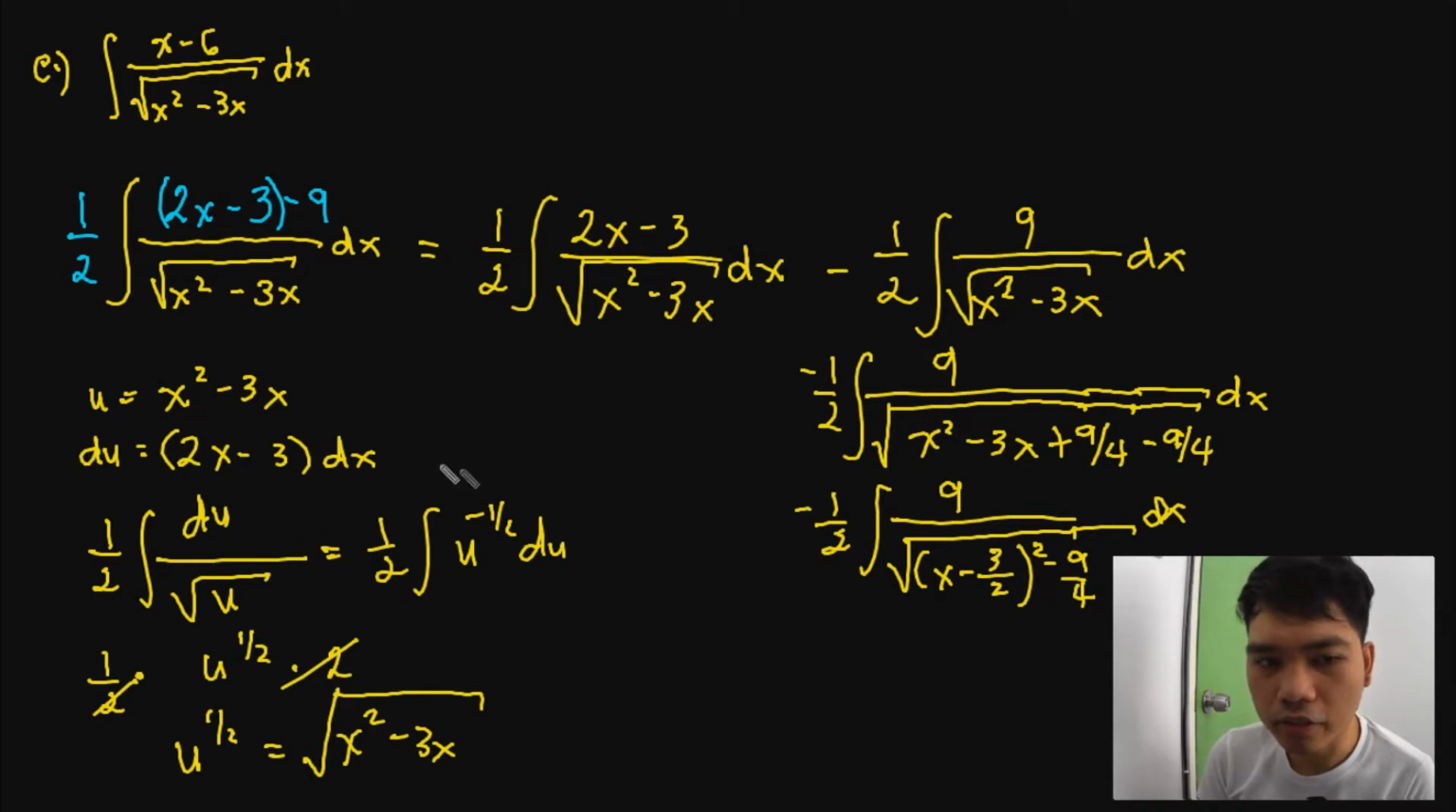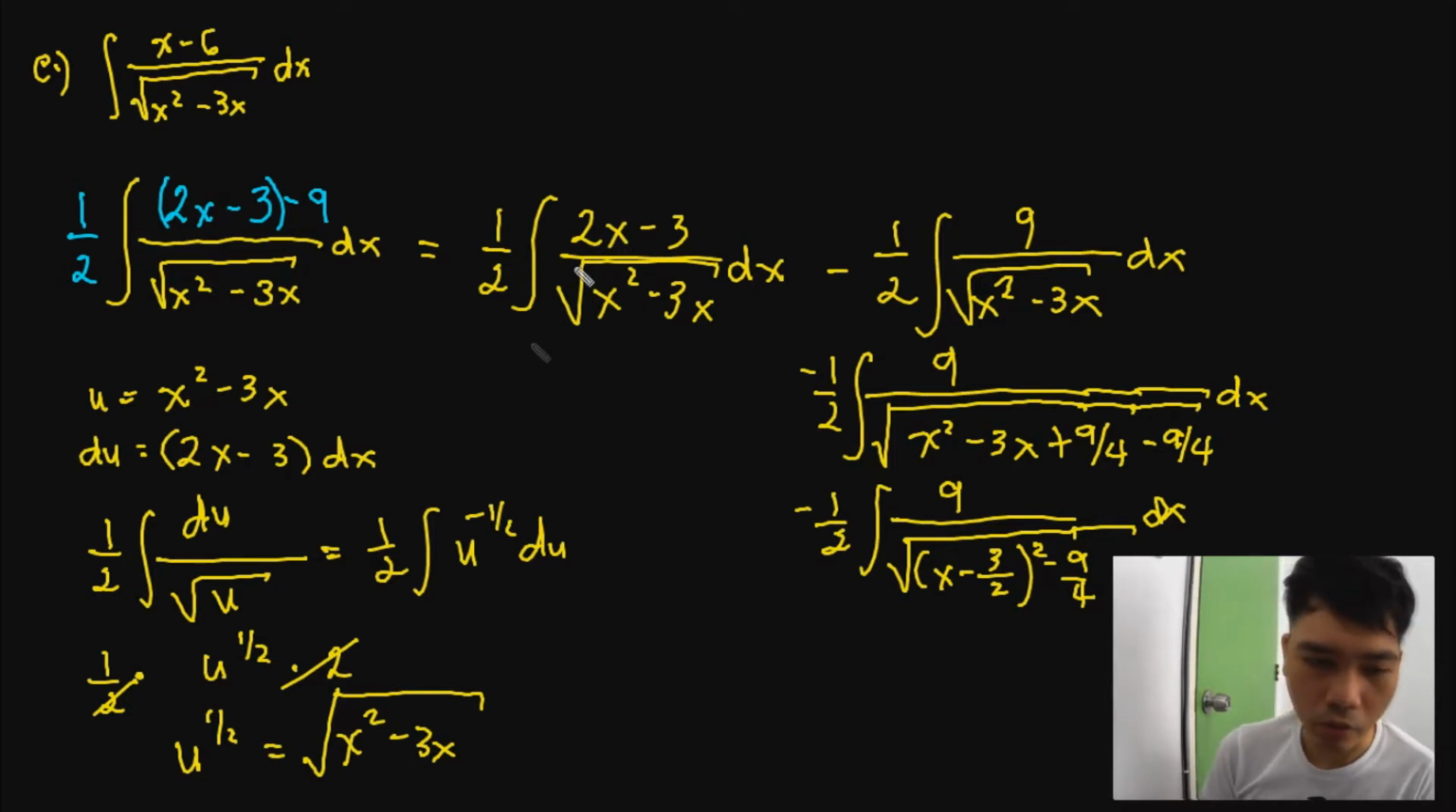And you can check this right away, no? Ito sa ating expression, 'di ba? If we try to differentiate this square root of x squared minus 3x, 'di ba, magiging 1 half siya, and then multiply this by x squared minus 3x raised to negative 1 half, which becomes this denominator, and then multiply this with the derivative of the inside function, which is 2x minus 3. So, it makes sense na ito yung sagot niya. But how about the last term? Ito. So, ito naman, we need to integrate this naman.